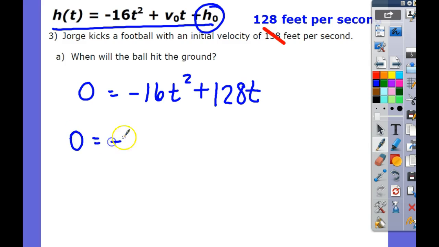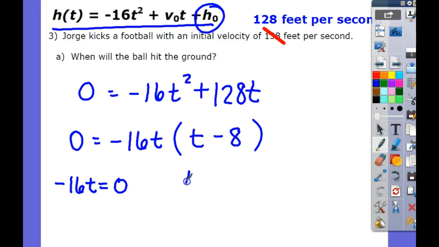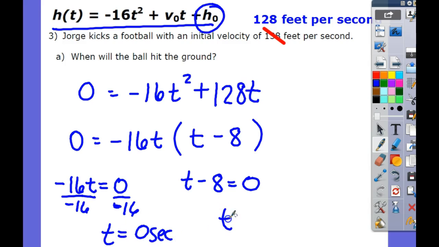And so I am going to factor out a negative 16t. And that's going to give me t minus 8. 16 will go into 128 8 times. And this can be equal to 0, and this can be equal to 0. So t equals 0 seconds, and t equals 8 seconds. It's on the ground to start with at 0 seconds. It takes 8 seconds to hit the ground again. I solved it by factoring.